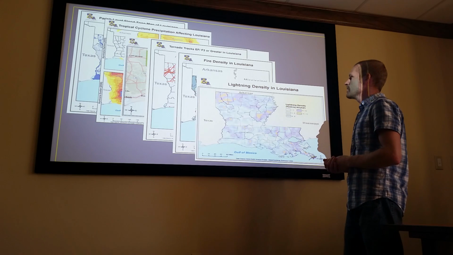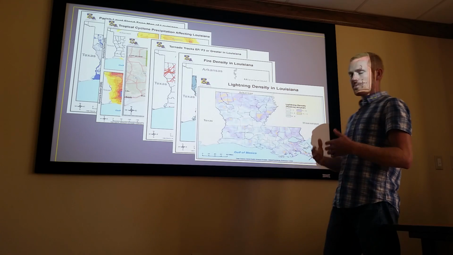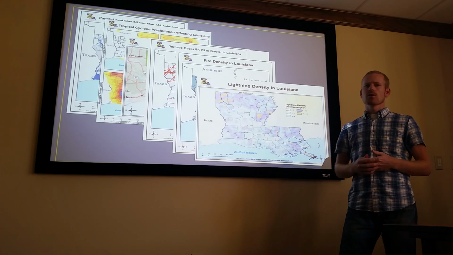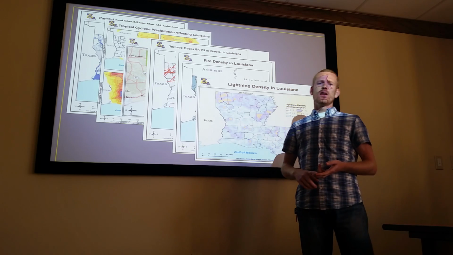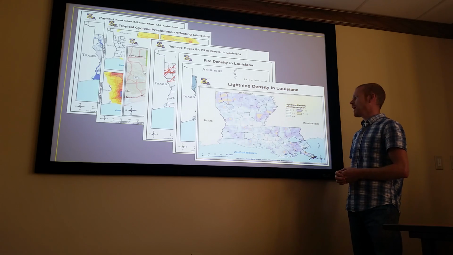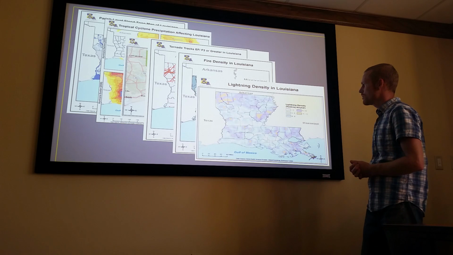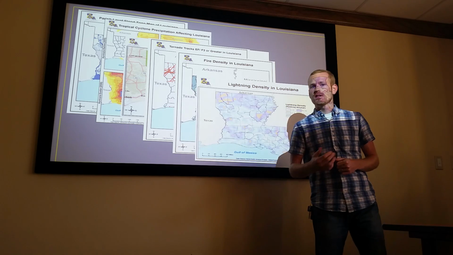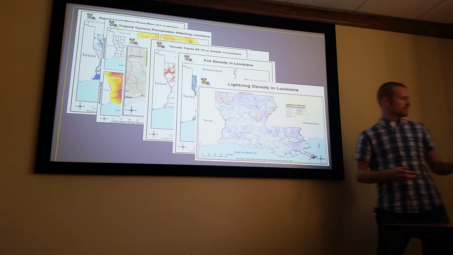We also looked at lightning density. Now, we grouped several things underneath the broad category of thunderstorms. So within thunderstorms, we have hail, we have lightning, we have winds as well. And so lightning was part of our thunderstorm category. But we do have a lightning density map showing where there was a lot of cloud-to-cloud and cloud-to-ground lightning strikes in Louisiana.